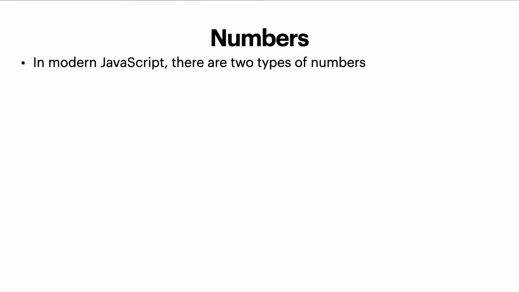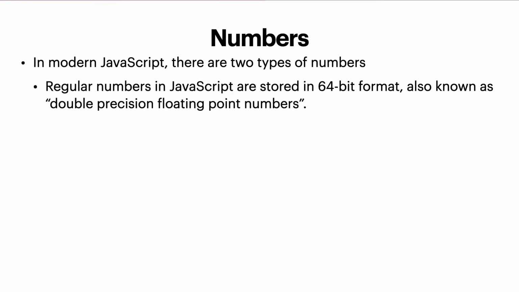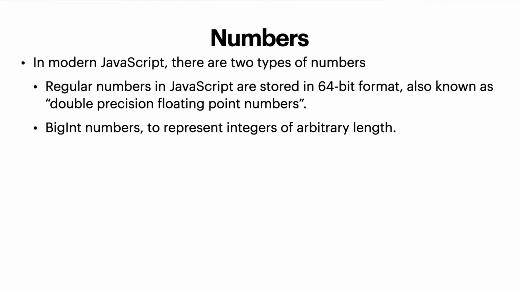In modern JavaScript, there are two types of numbers. The regular numbers are stored in a 64-bit format, also known as double precision floating point numbers. These are the numbers that we use most of the time, and we'll talk about them in this lecture. The second type is the BigInt, used to represent integers of arbitrary length. They are sometimes needed because a regular number cannot safely exceed 2 raised to the power of 53 or be less than negative 2 raised to the power of 53. As BigInts are used in a few special areas, we devote a special lecture to them later. So here we'll talk about the regular numbers.